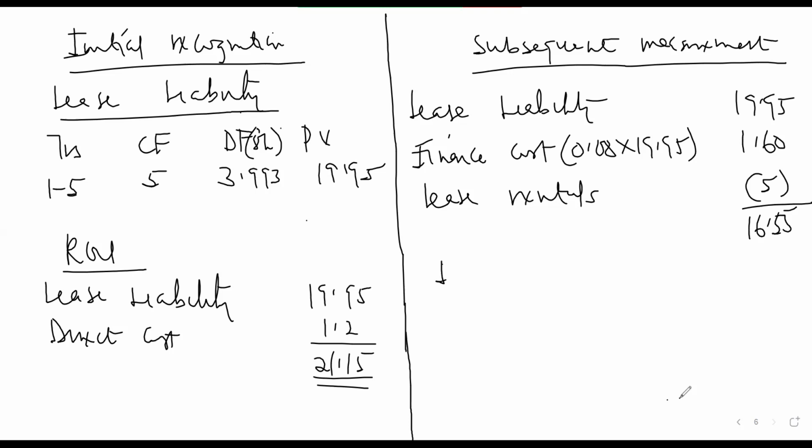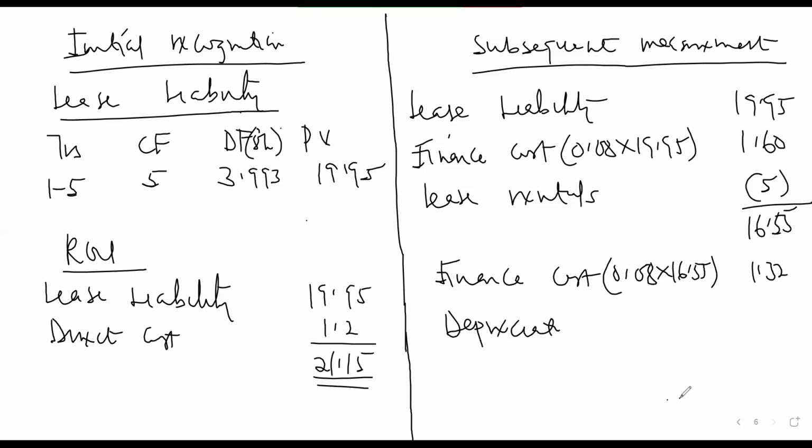So what you do now, if you want to show the current liability and non-current liability, you calculate the finance cost on this amount. That will be 0.08 times 16.55. How much are you getting? 1.32. Okay. Let me look at the depreciation before I come and explain that finance cost to you.